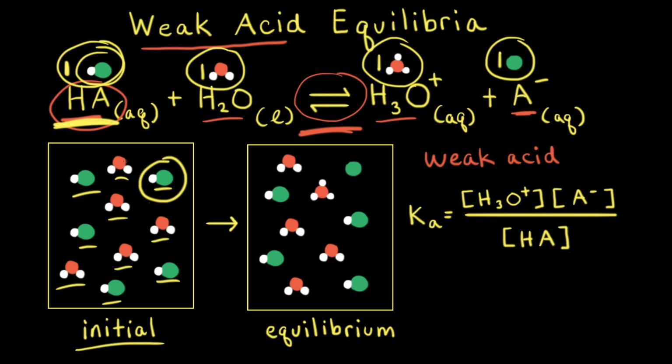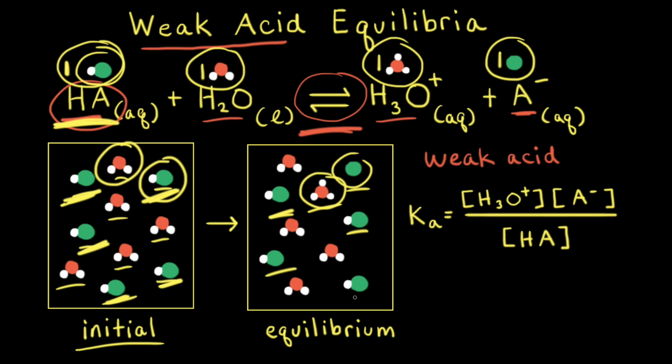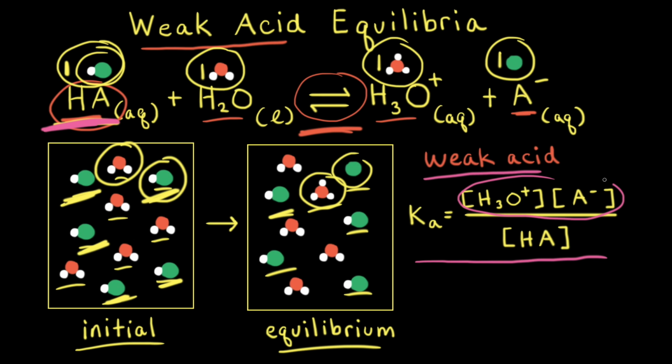So if 1 HA particle reacts with 1 H2O particle, that gives us 1 hydronium H3O+ and 1 A-. So out of the original 5 HA particles, only 1 of them ionized, leaving 4 HA particles still in solution at equilibrium. Therefore, HA only partially ionized and is a weak acid. The equilibrium constant expression for a weak acid looks the same as it did for our strong acid because we use the same general equation. However, since a weak acid only partially ionizes, at equilibrium there's going to be a small amount of products and a large amount of reactants. Therefore, the Ka value for a weak acid will be less than 1.